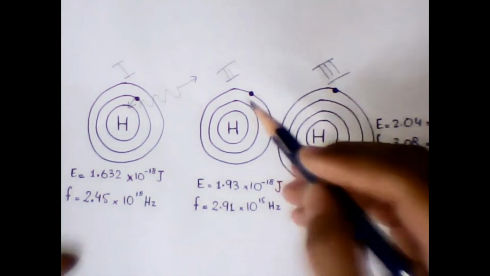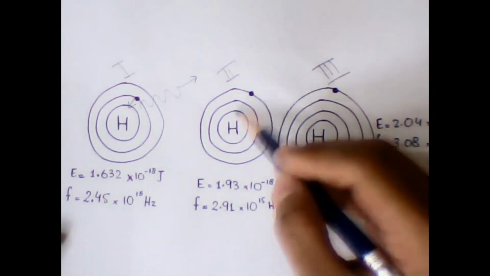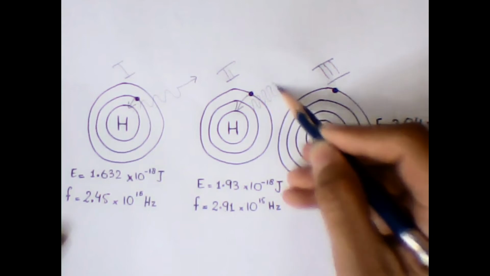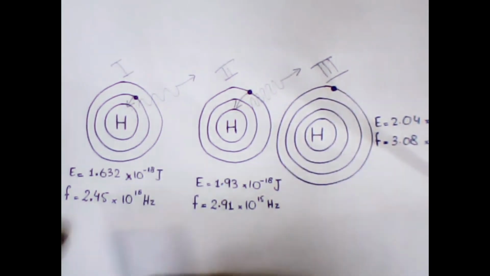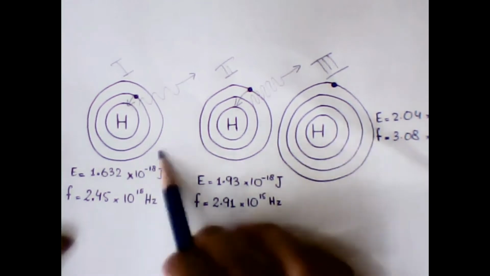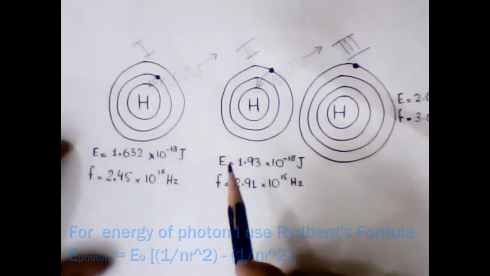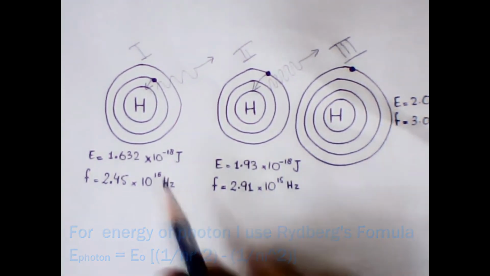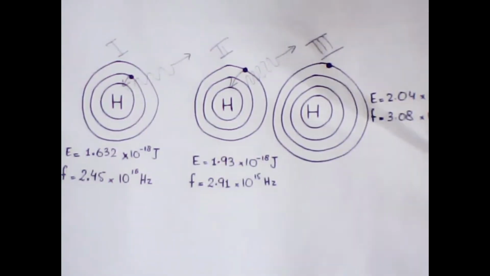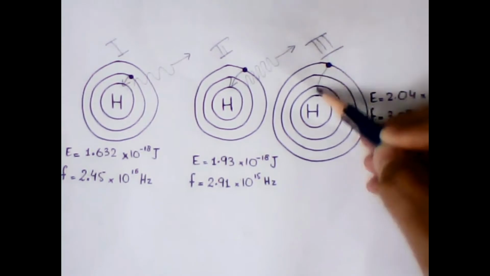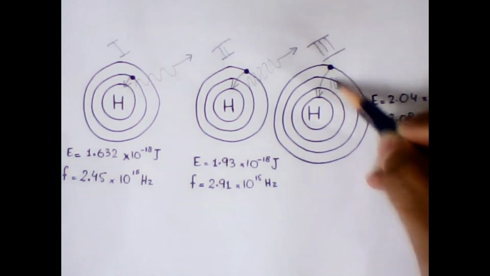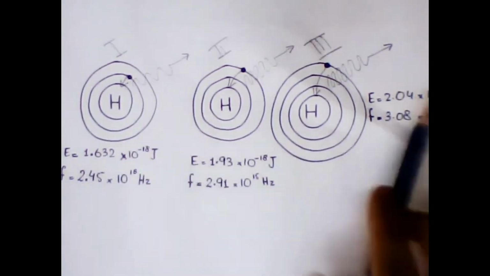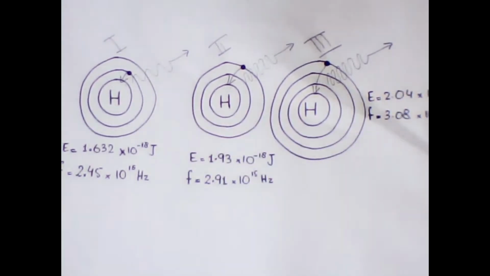In case 2, the excited electron jumps from the second orbit to the first orbit by the emission of energy or radiation in the form of a quantum. I have calculated the energy and frequencies in both cases. As you can observe, the energy and frequency in case 2 are slightly higher than the energy and frequency in case 1. In case 3, the electron jumps from the fourth orbit to the first orbit by the emission of radiation. Remember that these radiations are emitted in the form of quanta.